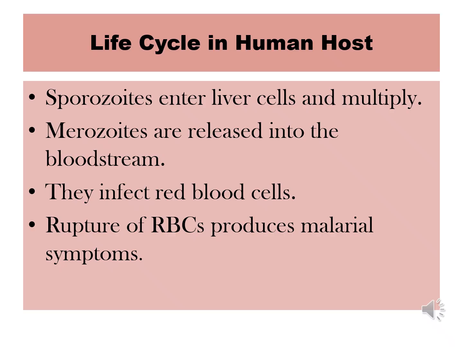Life cycle in human host. Sporozoites enter liver cells and multiply. Merozoites are released into the bloodstream. They infect red blood cells. Rupture of RBCs produce malarial symptoms.